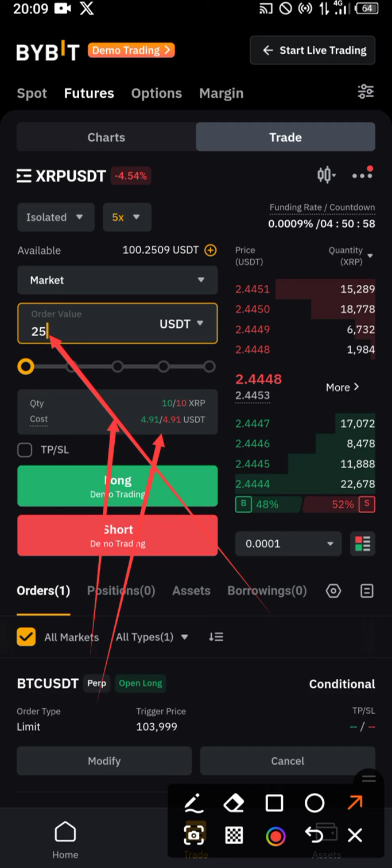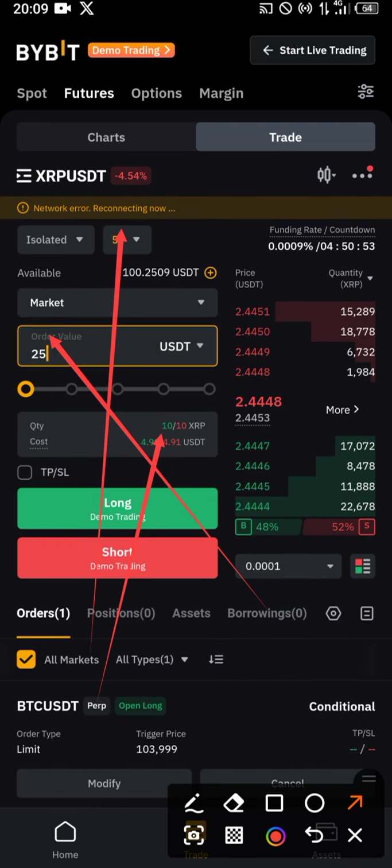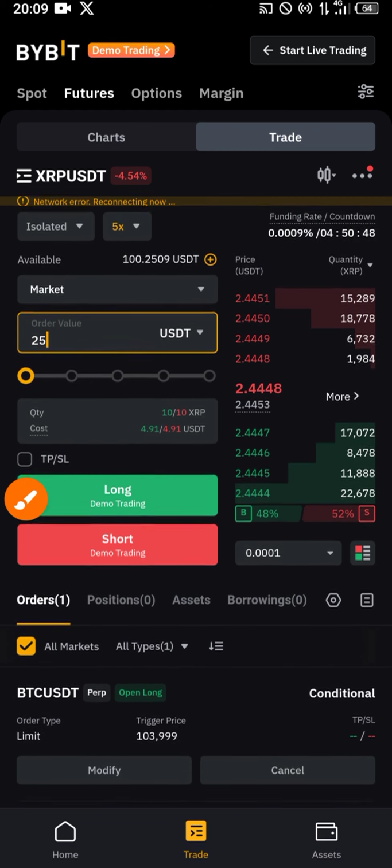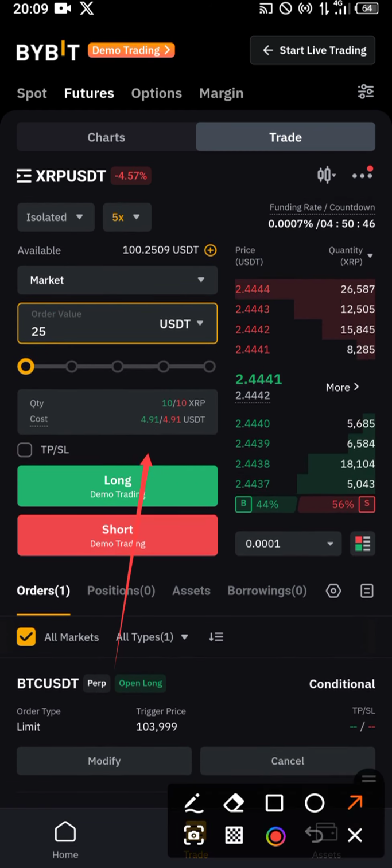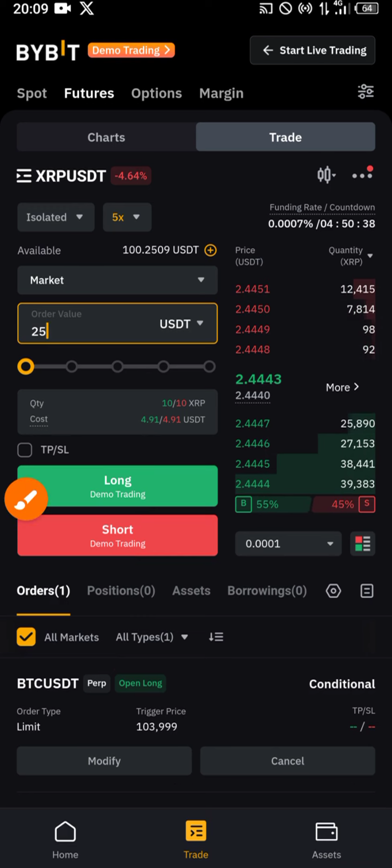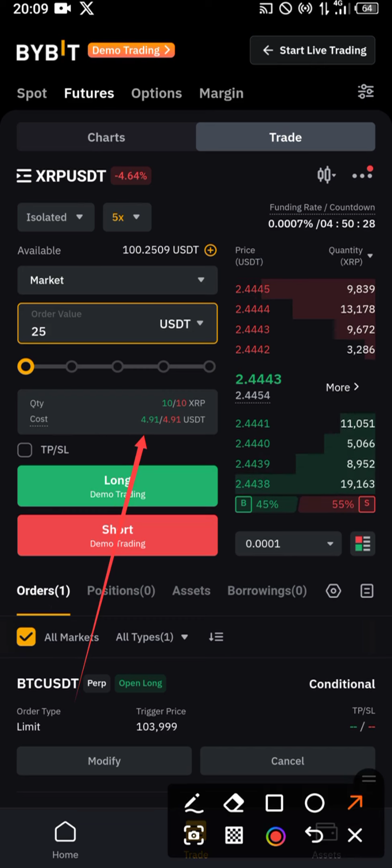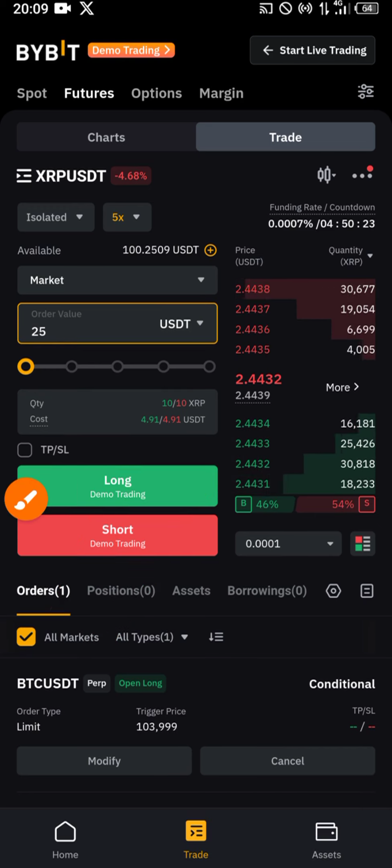Why are they not deducting this particular 25? Because we are making use of leverage. 5x leverage. So 25 divided by 5 is going to give us 5, right? But they put 4.91. Remember, I said there's going to be a slight difference, right? So I believe you understand what I mean by cost, quantity, order value, and the price now. So let's proceed.